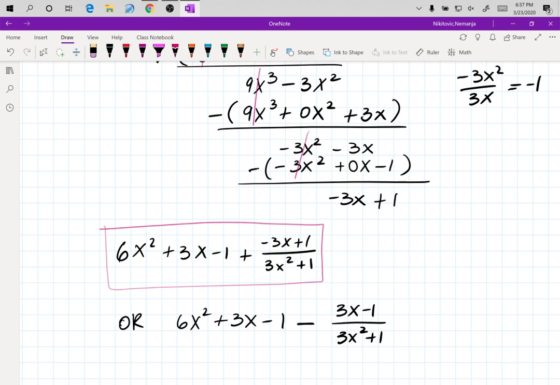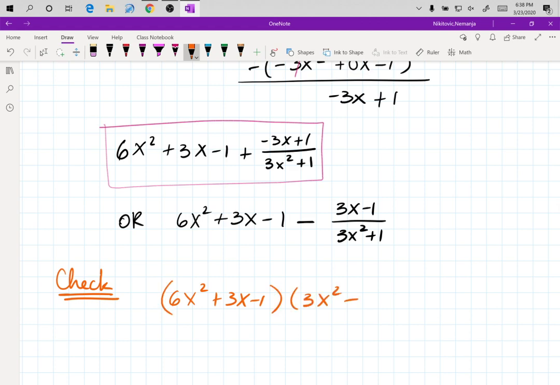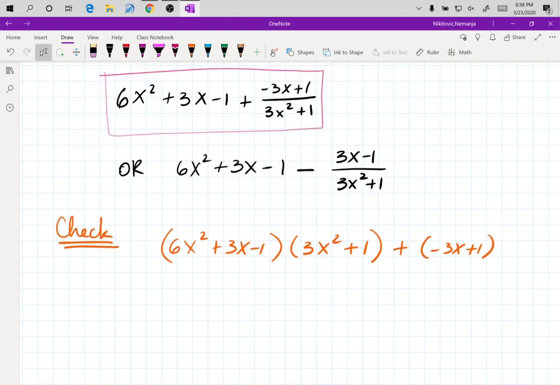Now the question is, how do you check? How do you check the remainder with the remainder? Well, you will multiply back the polynomial, and then you will just add the remainder into the procedure. So if you want to check, you will take your 6x squared plus 3x minus 1, and you will multiply that by 3x squared plus 1, and then you will add negative 3x plus 1 when you are done with multiplication, but you have to multiply first.